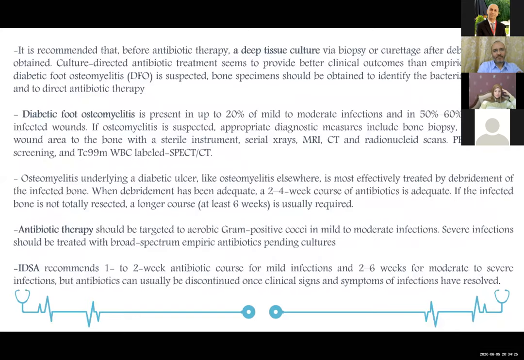It is recommended that before antibiotic therapy, a deep tissue culture via biopsy or curettage after debridement be obtained. Culture-directed antibiotic treatment provides a better clinical outcome than empiric therapy. Diabetic foot osteomyelitis: if osteomyelitis is suspected, a bone specimen should be obtained to identify the bacterial pathogens and to direct the antibiotic therapy. I will talk shortly about diabetic foot osteomyelitis because it accounts for 20% of mild to moderate infections and 50 to 60% of severely infected diabetic feet.